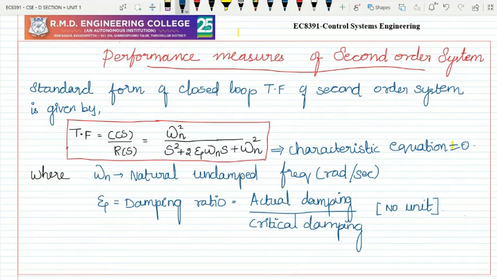It is a very important 2-mark question. Damping ratio is defined as the ratio of actual damping to critical damping. Both terms are in terms of damping, so definitely it has no unit.